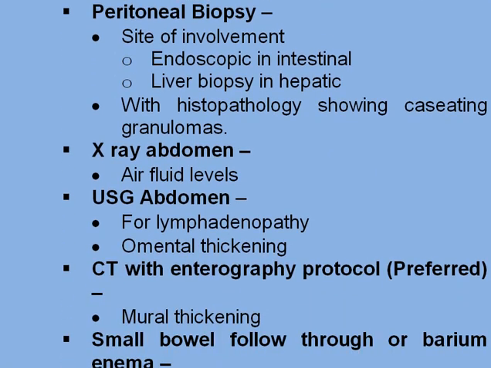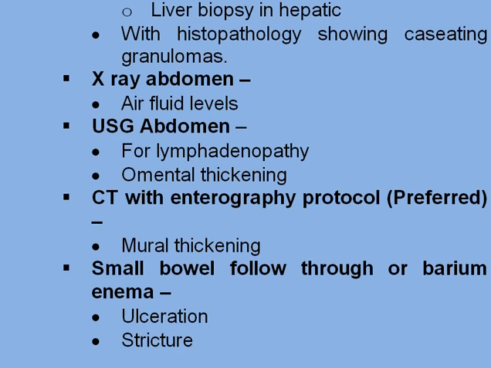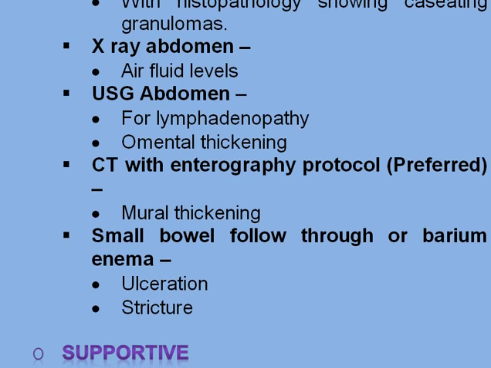X-ray abdomen will tell you air fluid levels in case of intestinal obstruction. Ultrasound abdomen is done for seeing the lymphadenopathy and omental thickening. CT with enterography protocol is preferred, and this tells us the mural thickening. Small bowel follow through or a barium enema will tell us about the ulceration or stricture.